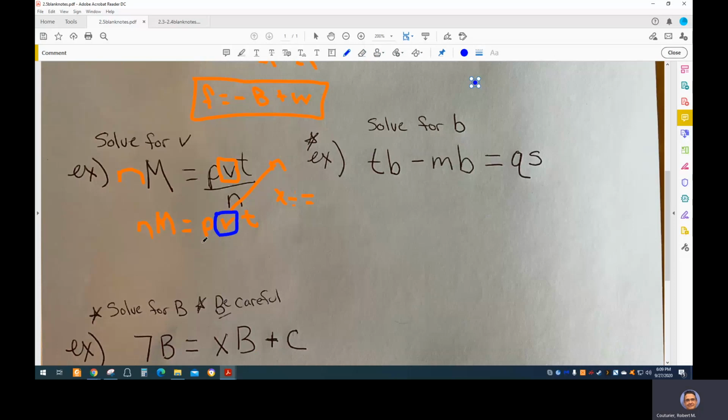Just like in our other problems, the opposite of multiplication is division. So if I don't want a p and I don't want a t here, if I divide by a p and I divide by the t, I can get rid of them. Look, they cancel. All I'm left with is a v. Well, what I do to one side, I have to do to the other.